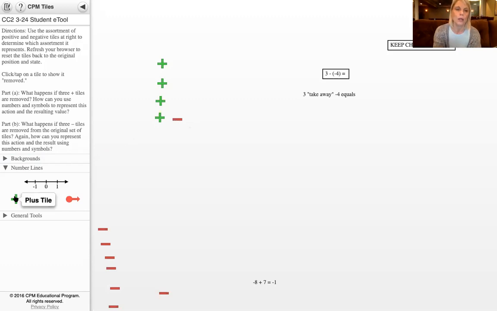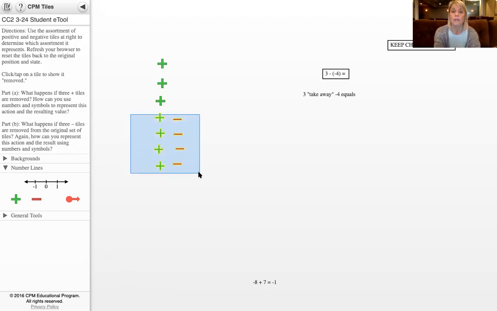So I added 1 0 pair, 2 0 pairs, 3 0 pairs, and finally the 4th one. And we'll ignore these guys down here. So notice I added 4 0 pairs, but my number is still worth 3 because these don't have any value. They just equal 0. So now I can finish my problem. It says 3 take away -4. So I could take away -4 tiles, and then I have my answer.